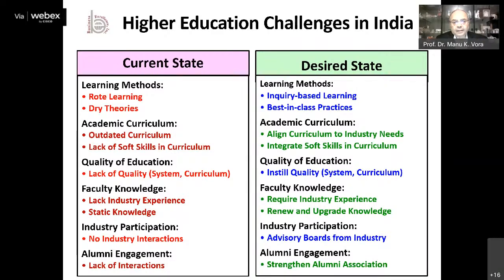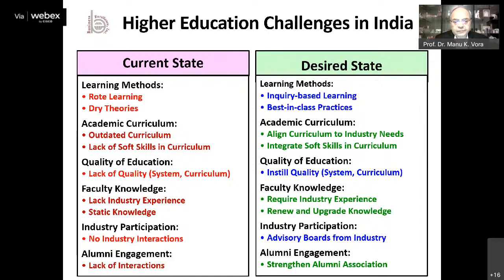Academic curriculum, currently a lot of institutes have outdated curriculum, and in most of the institutes throughout India, there are no soft skills in the curriculum. Later on in the presentation, I will refocus on the importance of soft skills. So on the academic curriculum side, we need to align the curriculum to the needs of the industry and must integrate soft skill courses in the curriculum.